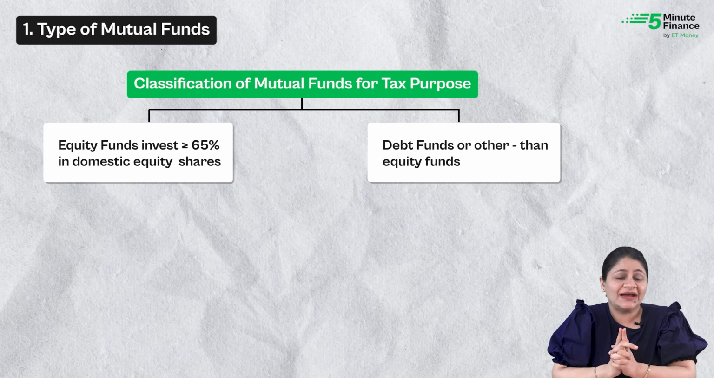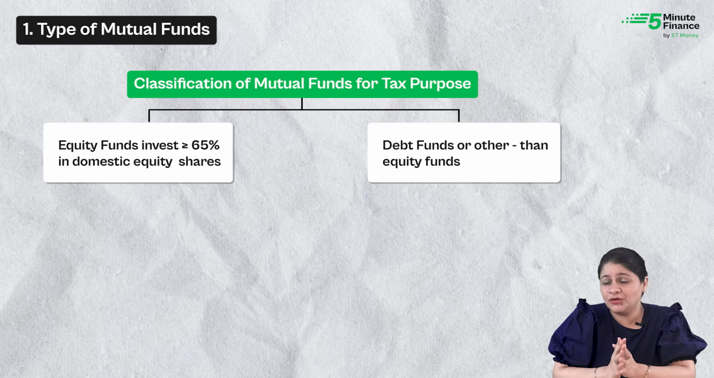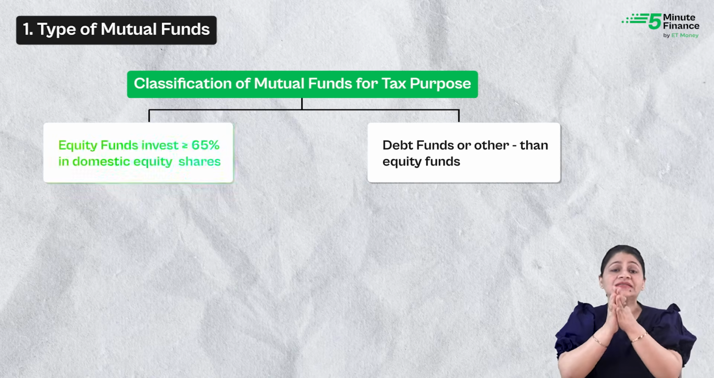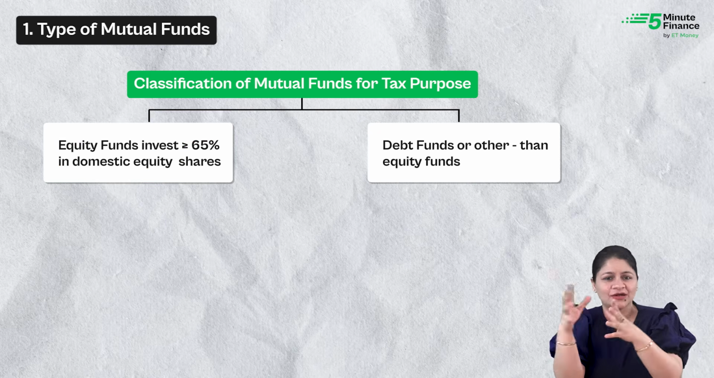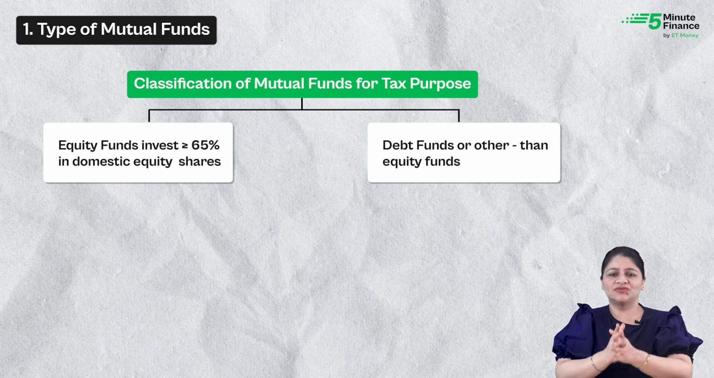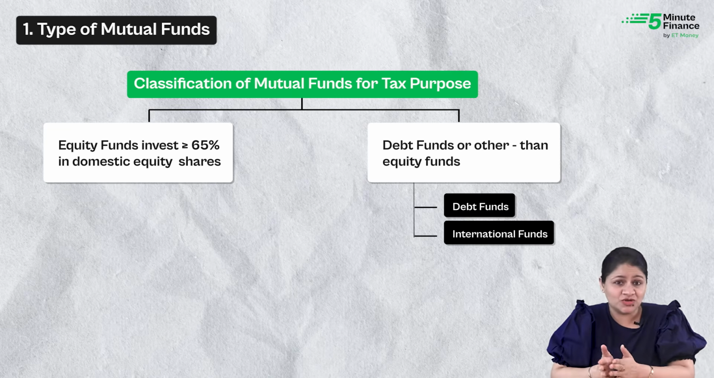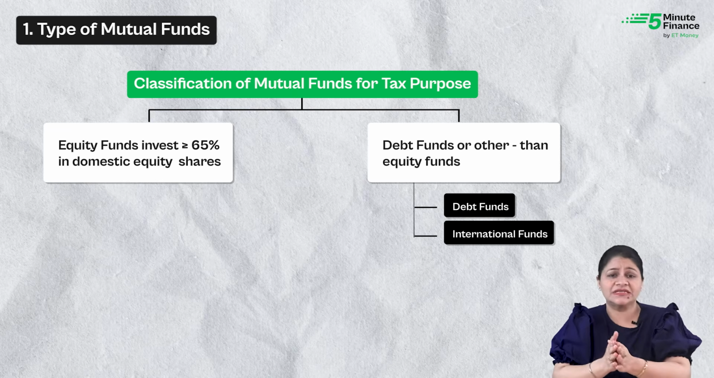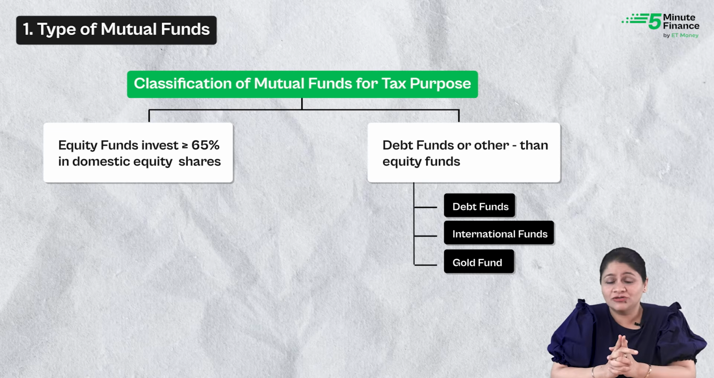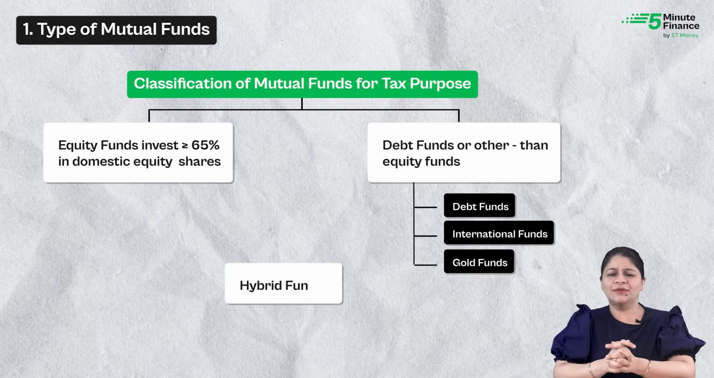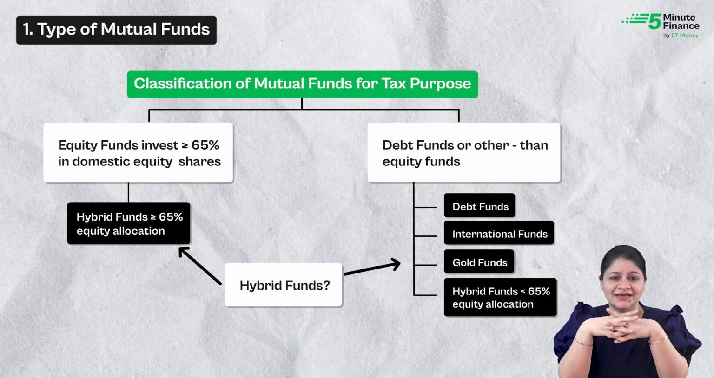Now, any mutual fund that has invested at least 65% of the assets in Indian shares and equity derivatives during the year is considered an equity-oriented fund. Rest everything is classified as other than equity or debt-oriented funds for taxation purposes. So, going by this rule, the funds that invest in international stocks will follow the taxation rules of debt funds, despite the fact that they are investing in foreign equities. Gold funds are also taxed as debt funds. What about hybrid funds? Well, the equity and debt allocation in these funds decides the taxation.